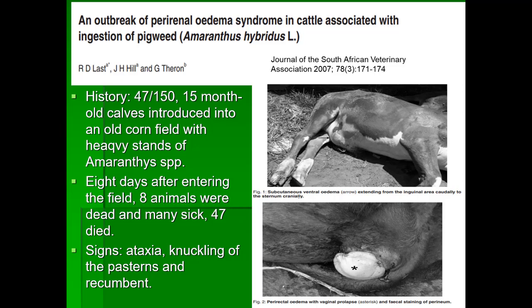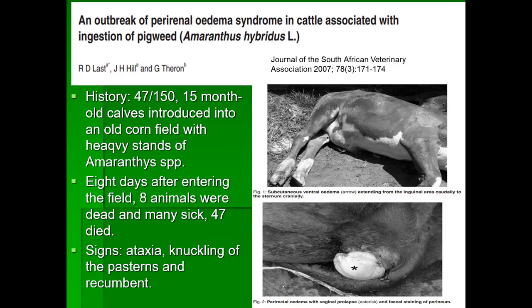About 1 week of consumption before the onset of clinical signs that may last up to another week, and they usually all end up dying. As a matter of fact, they lost 47 of the 150 animals in this case. Now, they did not make a very good description of the clinical signs. They just said there was sudden onset of ataxia, knuckling of the pastern joints, and recumbency.